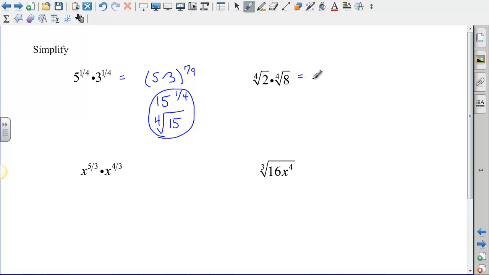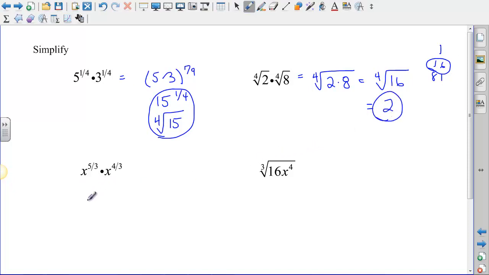Here, what I can do is I can say the 4th root of 2 times 8, which is the 4th root of 16. Now this I can simplify because 2 to the 4th is 16, if I remember my perfect fourths right. 1, 16, 81, yep, 2 to the 4th is 16, and so that's 2, and that's my simplest form.